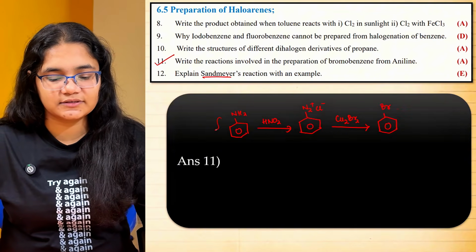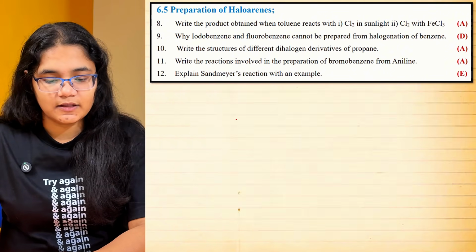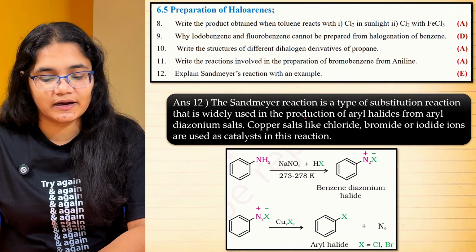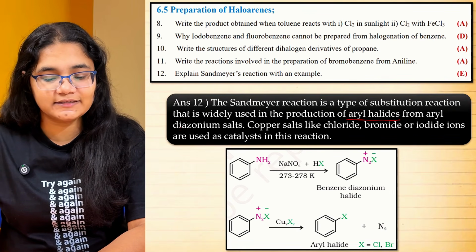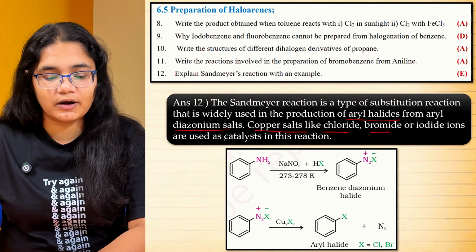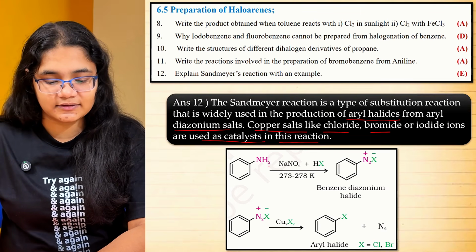Next, Sandmeyer reaction. This is the same reaction. You have to write the definition and then the reaction. Okay, so yes, the Sandmeyer reaction is a type of substitution reaction that is widely used for the production of aryl halides from aryl diazonium salts. Copper salts like chloride, bromide or iodide are used as catalyst in this reaction. So this is the definition and this is the reaction.